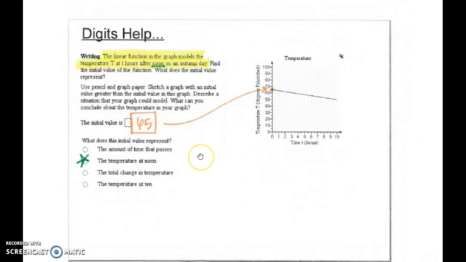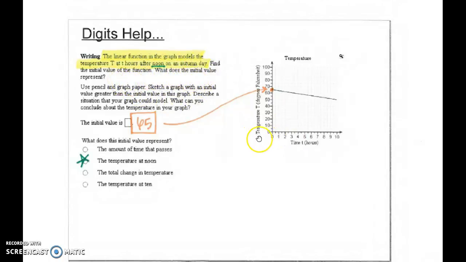This is some Digits help here, so some questions that you might see. The linear function in the graph models the temperature T, at T hours after noon. So it starts at 12 o'clock and then it's going on in time on a certain autumn day. Find the initial value of the function. What does the initial value represent?